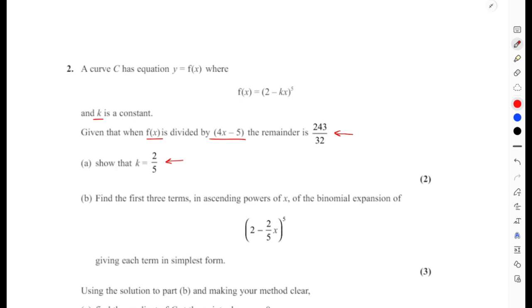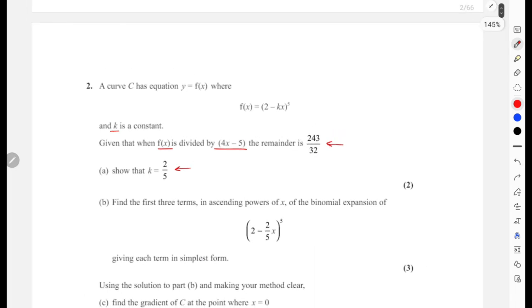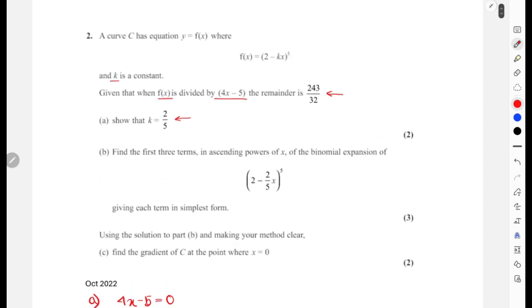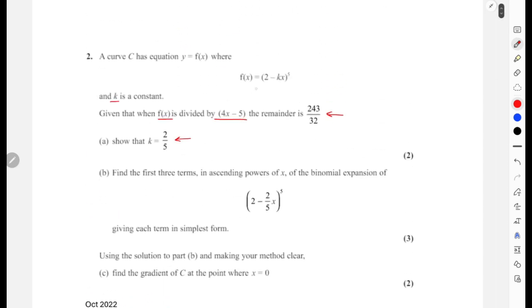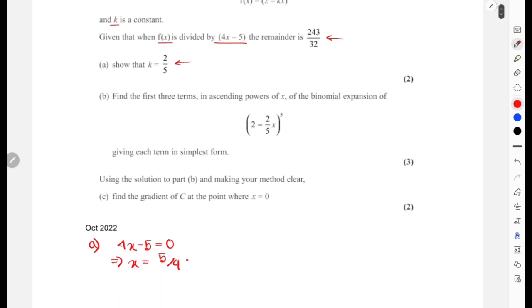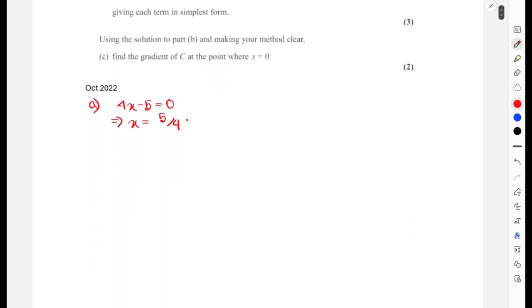Now they have already stated that when you divide that expression by 4x minus 5, this is the remainder you're going to get. So you can write an expression using that. For part A, let's first find out the value for x. For 4x minus 5 equals 0, the value for x would be 5 over 4, right? Using this value for x, you can input it into the f(x) equation, and that will equal 243 over 32, because the remainder was 243 over 32.